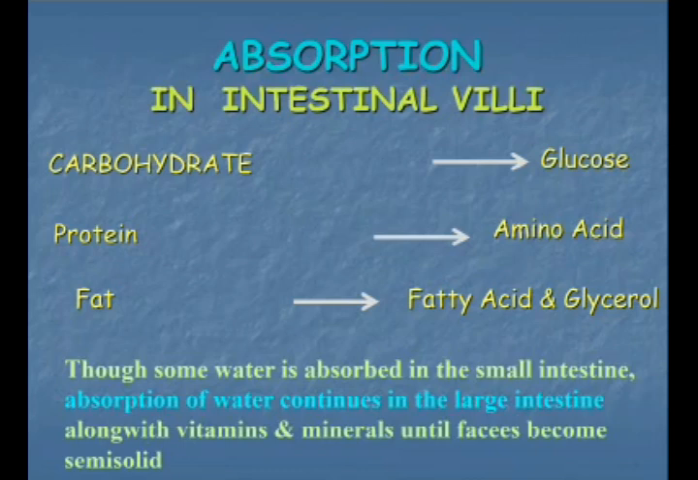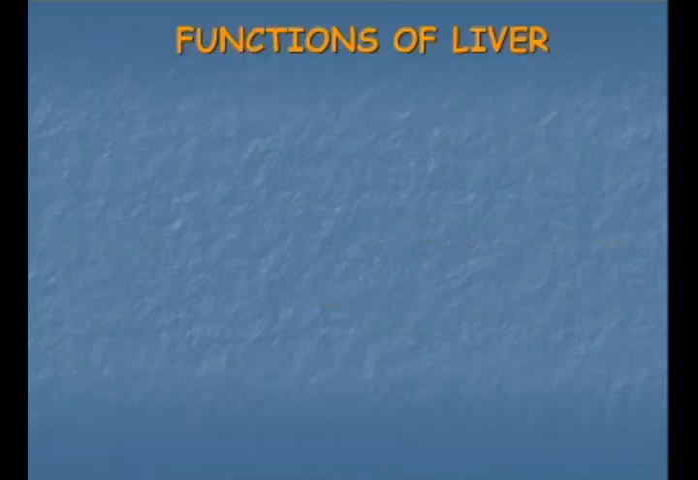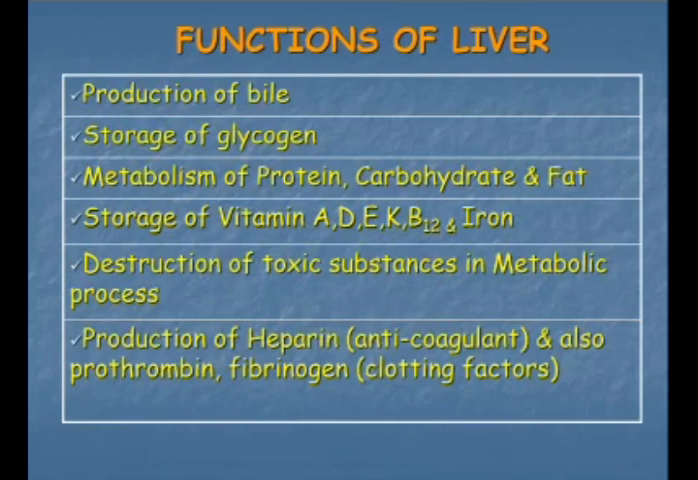In this process we have seen the role of liver and pancreas. They not only help in digestion by producing enzyme, but they also have other distinct functions. Now friends, we will see the function of liver and pancreas. See friends, apart from production of bile, the function of liver is the storage of glycogen. This glycogen is the group of glucose. Liver has the function like metabolism of protein, carbohydrate and fat.